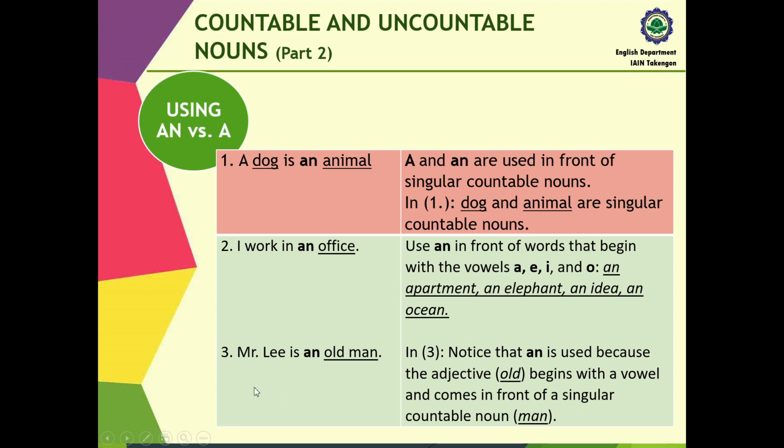Okay, and then: Mr. Lee is an old man. In the third sentence, notice that an is used because the adjective "old" begins with a vowel. The vowel is o, and it comes in front of a singular countable noun. So in this sentence, we also use an because the word after an is "old", and it starts with a vowel sound, an old man.